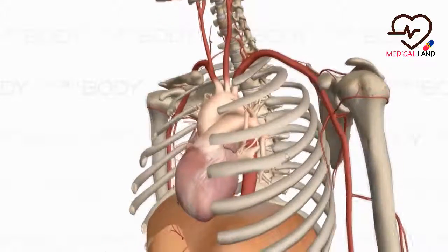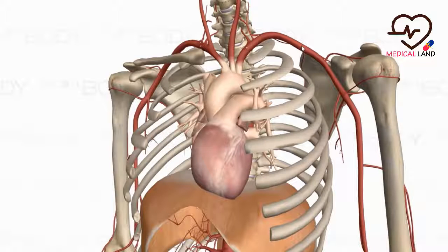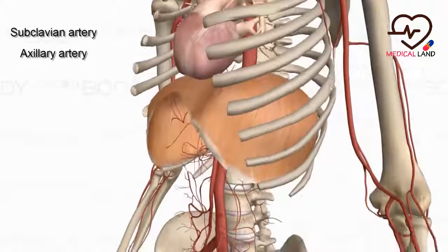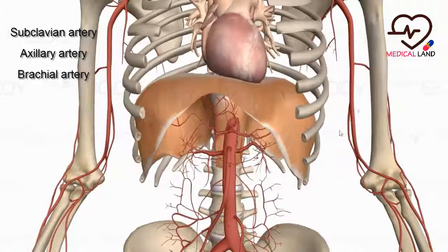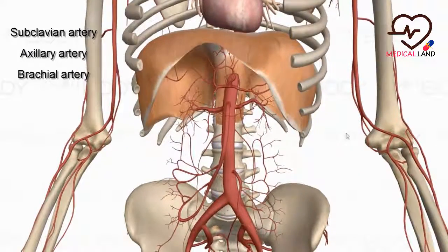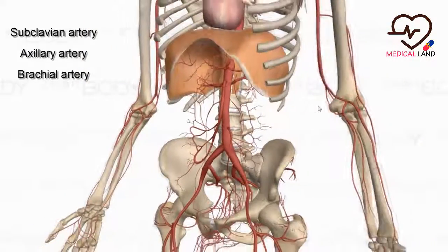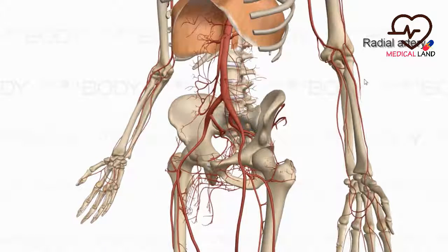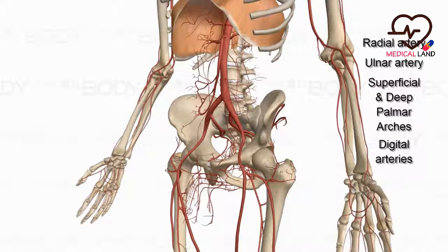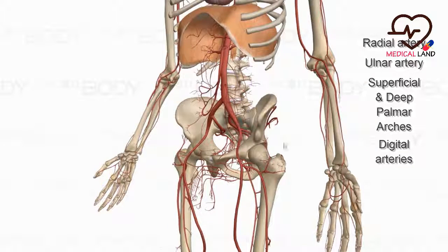And again, it's going to be the same on this side as well, where we're going to have the subclavian, which turns into the axillary, which then turns into the brachial, and then the brachial is going to branch off into our radial and our ulnar arteries, and again our superficial and deep palmar arches and digital arteries.